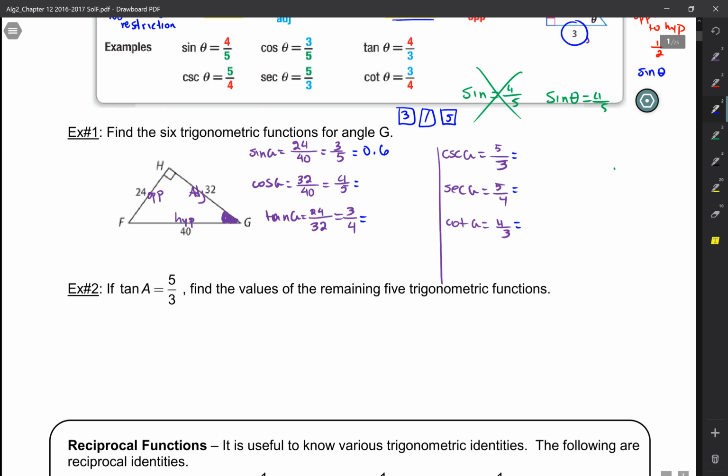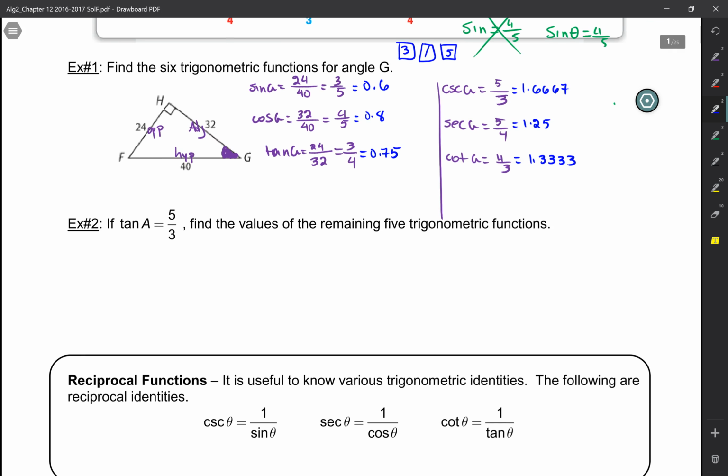Okay? All right, so 4 over 5 would be 0.8, and 3 over 4? Right. Okay, now 5 over 3 would be? Right, so it's 1.6667. You round. I do not want the repeating bar. Okay? Not 1.6 with a bar. Never. This one is 1.25. 3. It's just 3 repeating. Okay. So much for that.